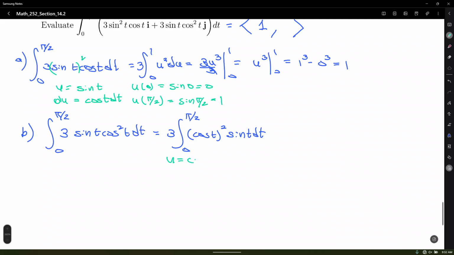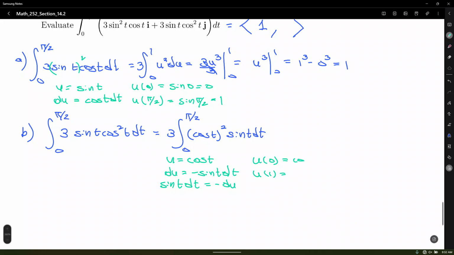u equals cosine t this time. du, oh, careful with du. What's du this time? Negative sine t dt. That is, sine t dt equals negative du. All right? Let's change our limits again. I'm going to change them to the world of u. U of 0, u of pi over 2.